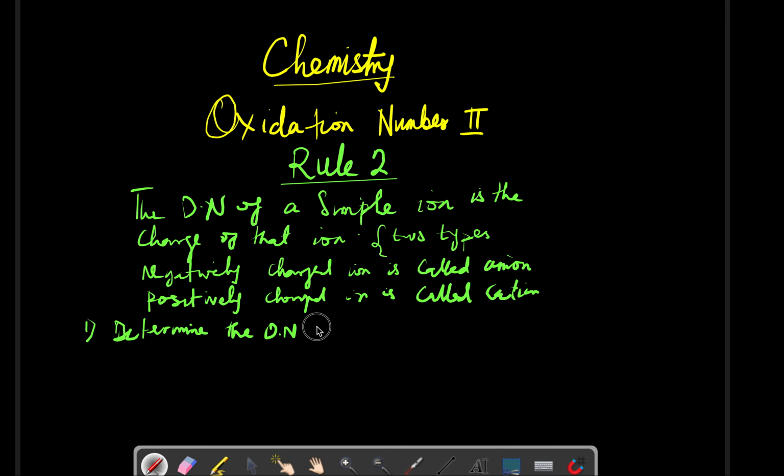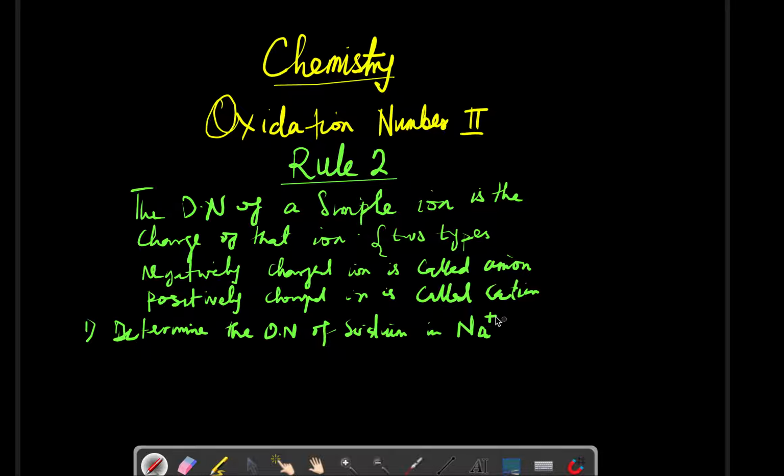Determine the oxidation number of sodium in the sodium ion, Na+. If you never saw this before, fine, our interest now is to solve this problem. It is very, very simple. Anytime we see a plus like this, it means plus 1. If you see a minus on top here, it means minus 1.